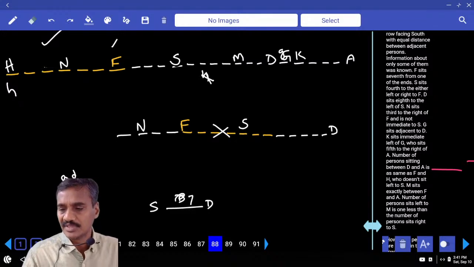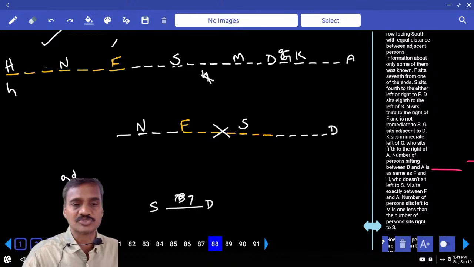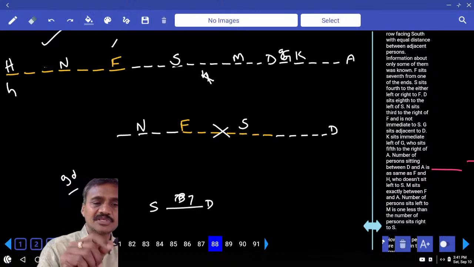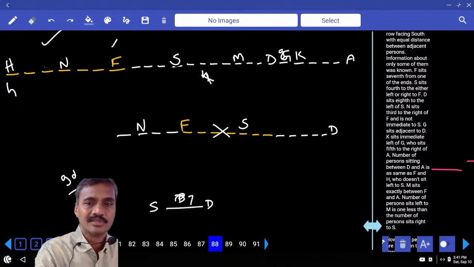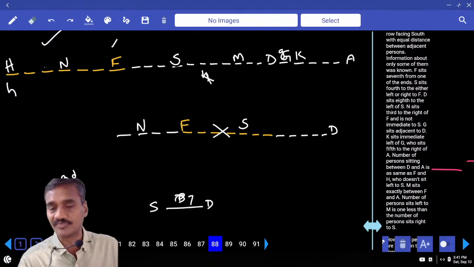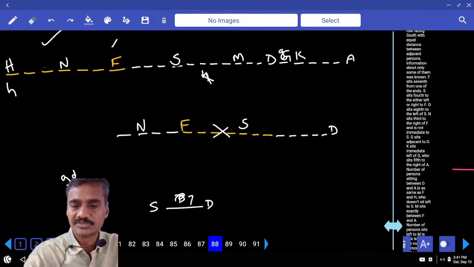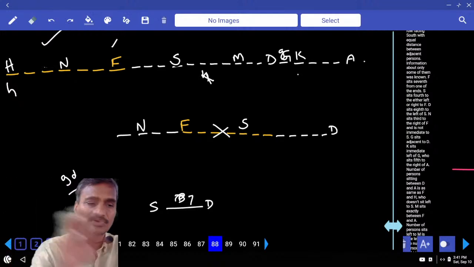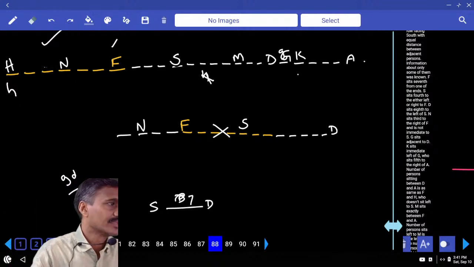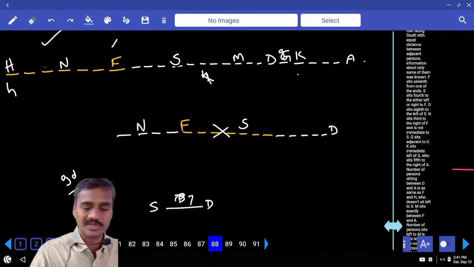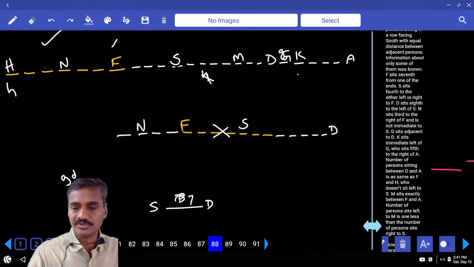The number of persons to the left of M is 1 less than the number of persons to the right of S. Now how many are to the right of S, tell me? 3, 4, 5, 6, 8, 9, 10. Hence the number of persons to the left of M is 1 less than 10, which means 9. M has 9 members on the left-hand side. Hence A is at one end, H is at the other end. Now this is the final arrangement we have, and according to this one.